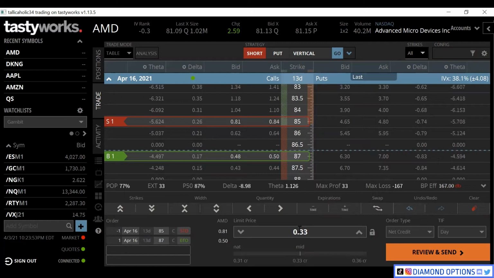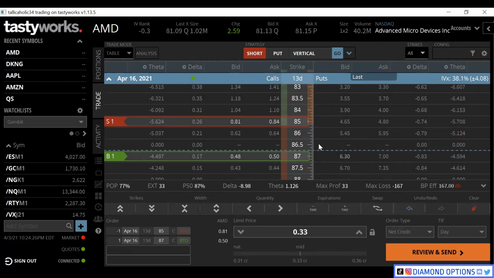So how do we calculate our max profit and our max loss? Well, our max profit is going to be this 33 cents. What we need AMD to do is stay below $85 up until April 16th, and we will collect this full 33 cents. We cannot make more than what we're selling something for, okay? So we can only make 33 cents. That's our max. Now, what's our max loss, though? Well, we take the width of our strikes here, and we subtract the credit from it, and that gives us our max loss right here of 167.